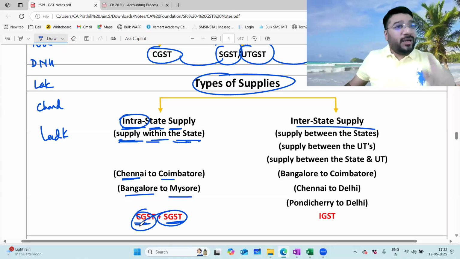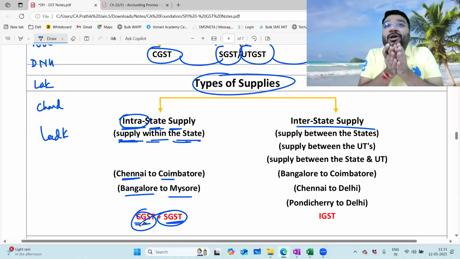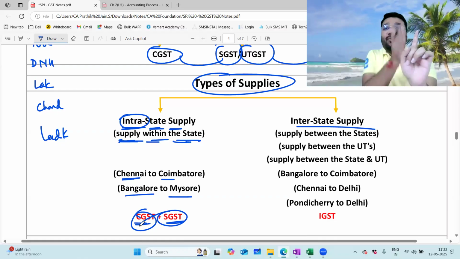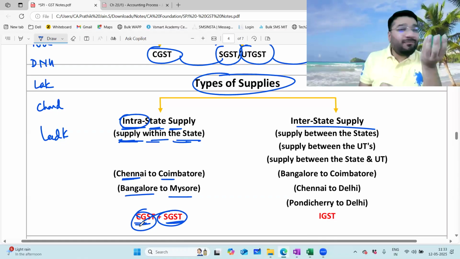It's not 2 GST. It's only 1 GST. But it is broken down into 2 parts. It's only 1 GST, but you're breaking it into equal halves: 1 to the center, 1 to the state.